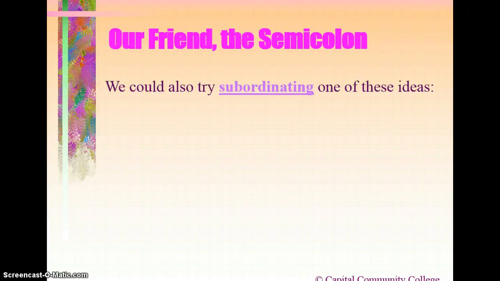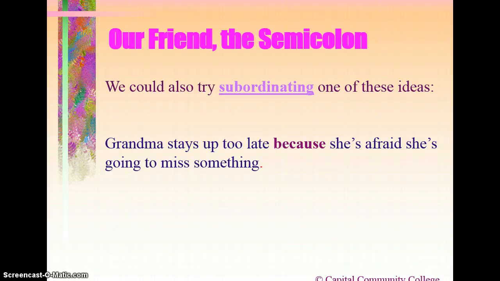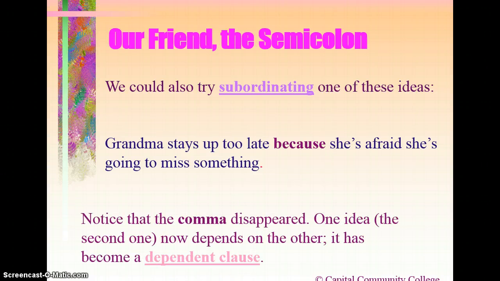We could try subordinating one of these ideas by creating a dependent clause out of one of them. Grandma stays up too late because she's afraid she's going to miss something. Notice we didn't put that comma in there. One idea, that's our second idea, our subordinate clause. Now it depends on the first one. So you don't need that comma in this instance. We put that dependent clause at the end of the sentence, so we don't need the comma.